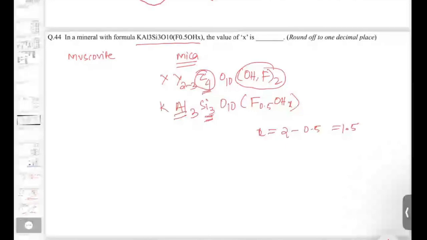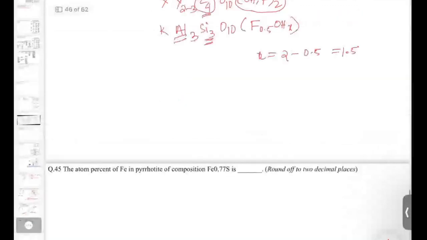I hope you know the general formula of each silicate group: olivine, pyroxene, amphiboles, and then micas. So you must know the formulas of all these mineral groups. Many times they ask questions based on the general formula of pyroxene and amphiboles, and sometimes also from plagioclase and muscovites. So you must know the general formula. Anyway, let's go to the next question. Wherever you have doubts, you can stop me.